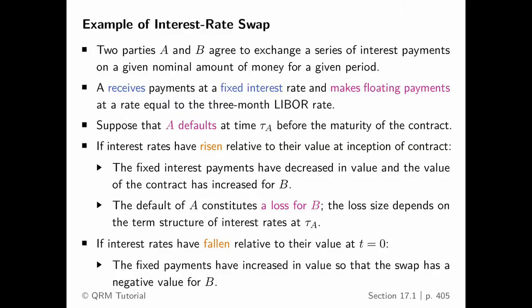And this brings me to the example of an interest rate swap, which we'll then also look at a little bit more in an R script. So in an interest rate swap, you have two parties, A and B.